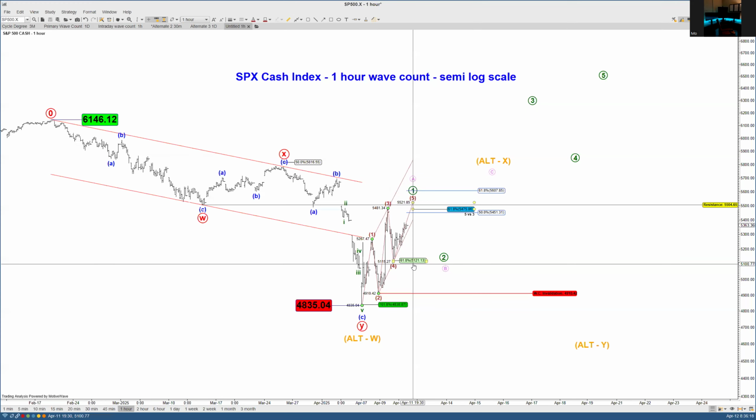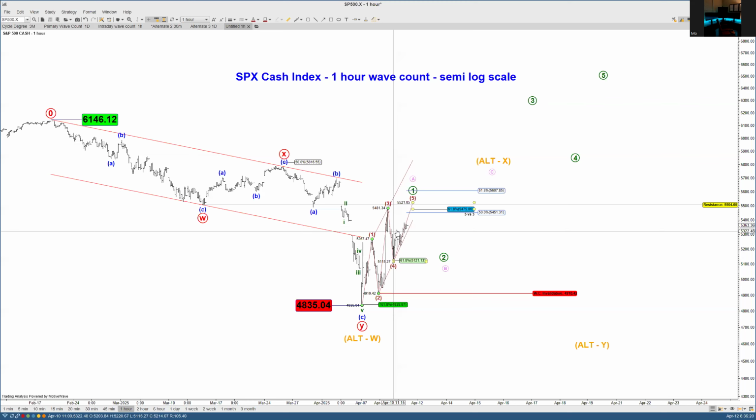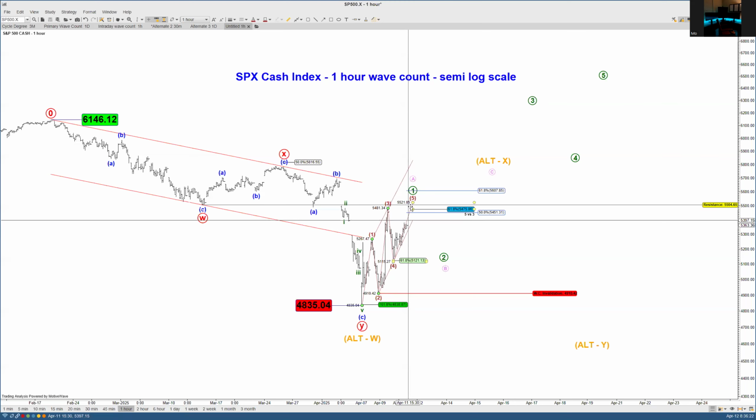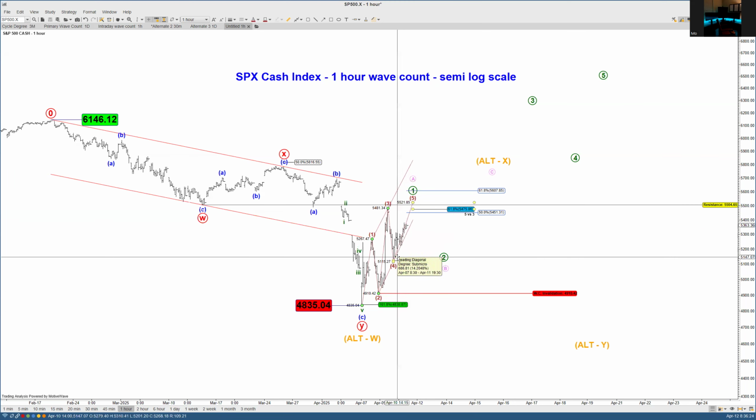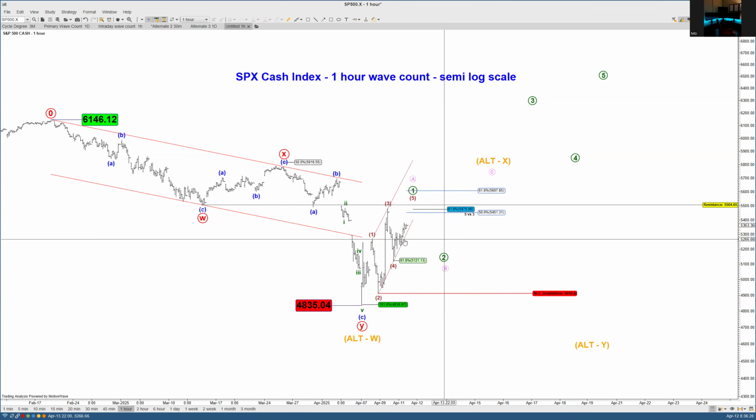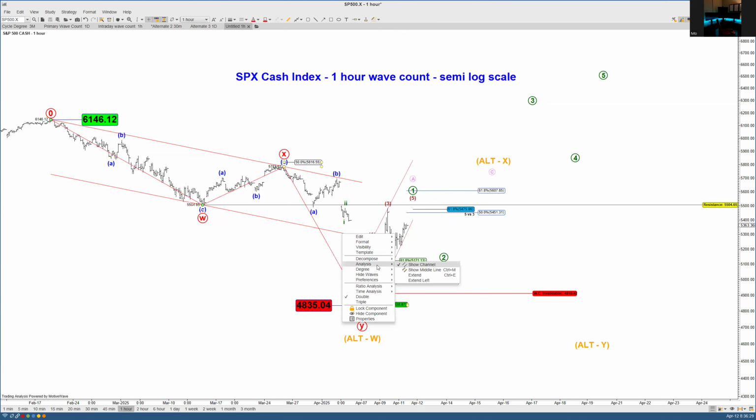So yesterday we held 61.8 and managed to move back up. The point now is I just wanted to see if we can complete this. Now, the other thing is that I gotta do this.